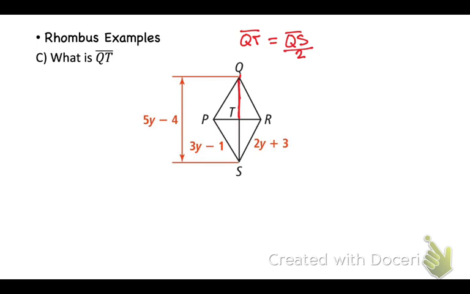Okay. So I need to find QS, but I can't find QS till I find QT, or till I find Y. So how am I going to find Y? Set them equal to each other. What equal to each other? 5y and 3y. The 5y minus 4 I can't do anything with. That's the whole thing, but that's not going to help me solve this. So then the other two. What do I know about these two sides? They're congruent, yes? So if they're congruent, I set them equal. And will that help me find Y?